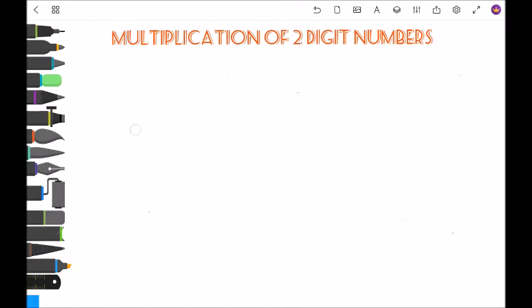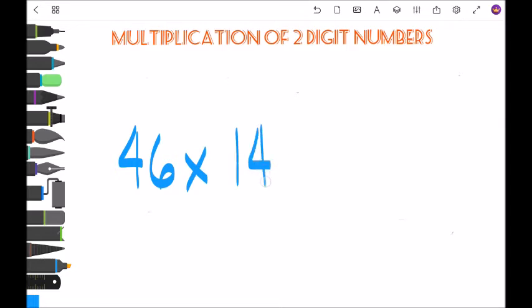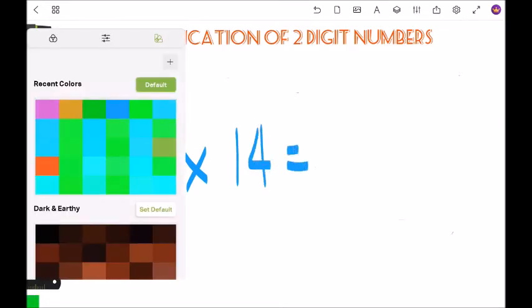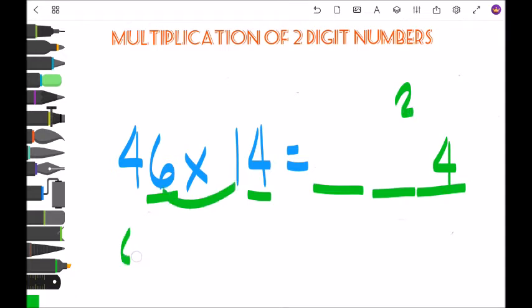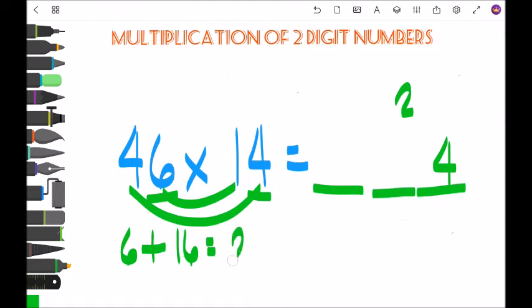Again, let's do 46 times 14 is equals to, multiply again last digit. 6 times 4 is 24. So 4 carry 2. 6 times 1 is 6 plus 4 times 4 is 16, which is equals to 22. Plus 2, 24. 4 carry 2.